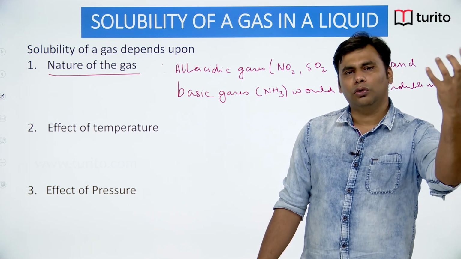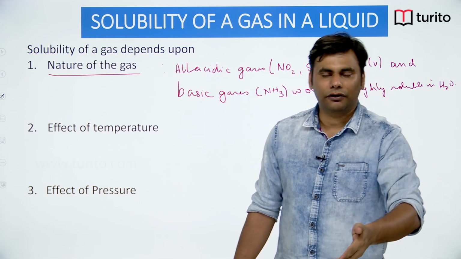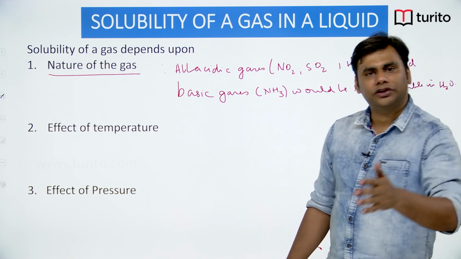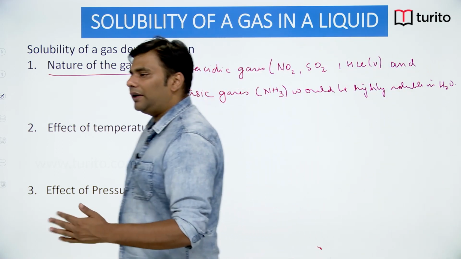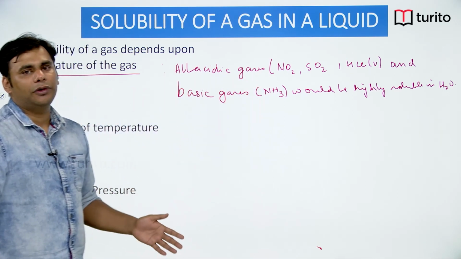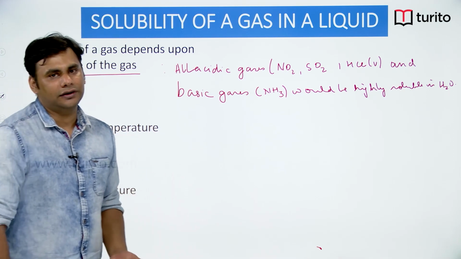Basically, the O2 from the atmosphere dissolves in the river water, lake water and sea water, and it is available for the aquatic animals. So O2 is soluble in water but to a much smaller extent compared to gases which are acidic and basic, because those can easily dissolve and form an acid or base in the solution.